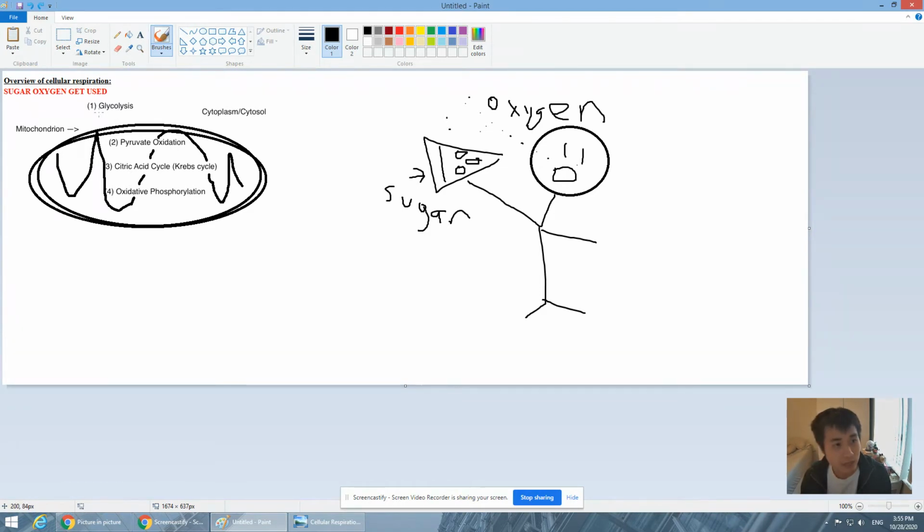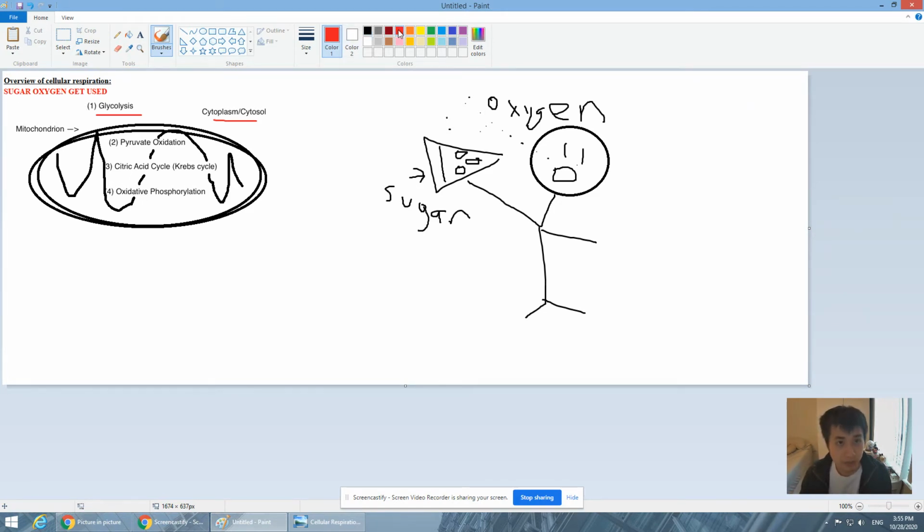Right, so glycolysis, as we discussed yesterday, is the only step that does not need the mitochondria to happen. Glycolysis happens in the cytoplasm of the cell. It happens outside of the mitochondria. But the other 3 steps, pyruvate oxidation, citric acid cycle, and oxidative phosphorylation, those other 3 steps require the mitochondria, right? And so when you eat sugar and you breathe oxygen, this is necessary for cellular respiration to happen.